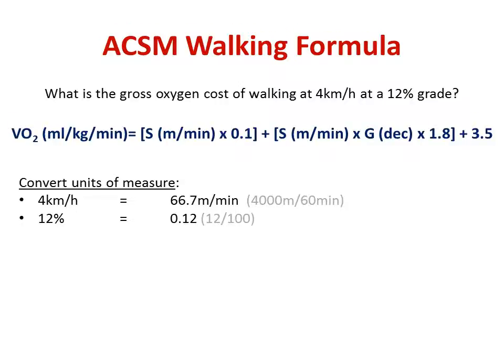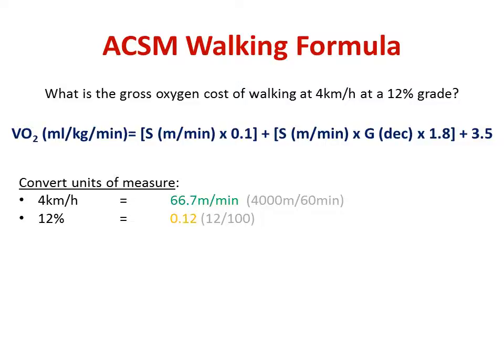Now for this, we are working in kilometres per hour with regards to speed, and we're working in decimals with regards to the percentage gradient. So you can see very simply there how we've converted from 4 kilometres an hour to 66.7 metres per minute, and similarly just below that from 12% gradient to a fraction of 0.12.